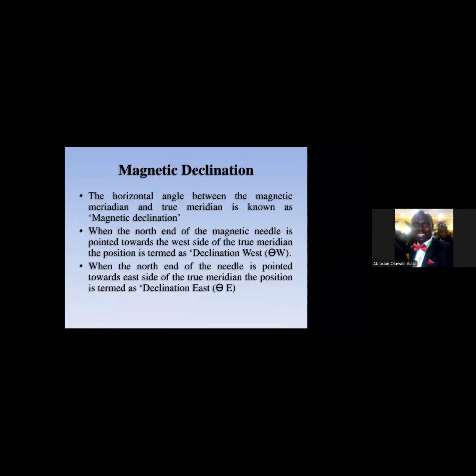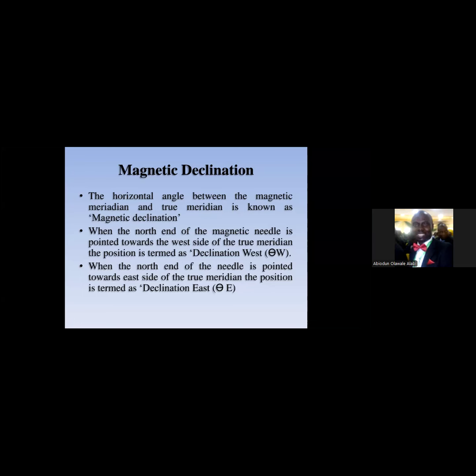So let's go to what is called magnetic declination. I have a very low battery, but let's see how far it can take us. The horizontal angle between the magnetic meridian and true meridian is known as magnetic declination. I've told you that magnetic meridian is the same thing as what? The magnetic north. And the true meridian is the same as what? The true north. So the angle between the magnetic north and the true north is called the magnetic declination.